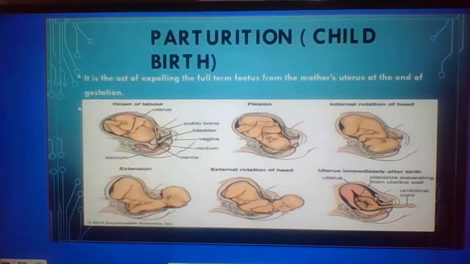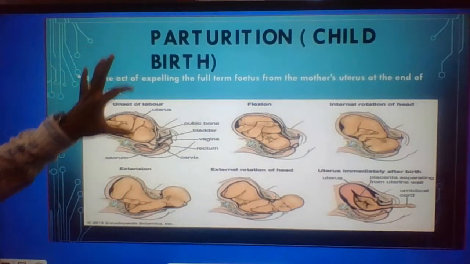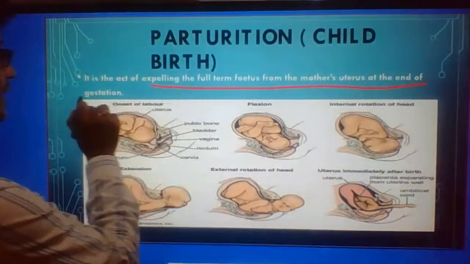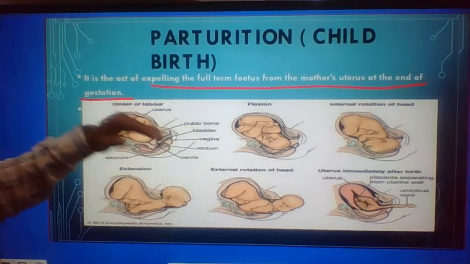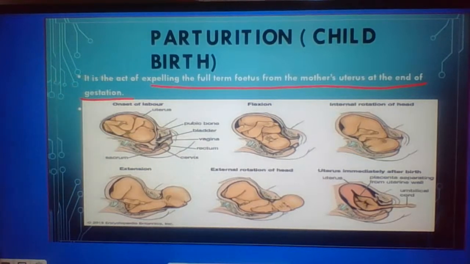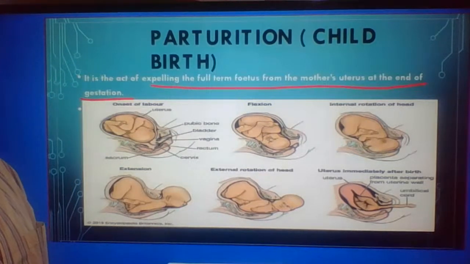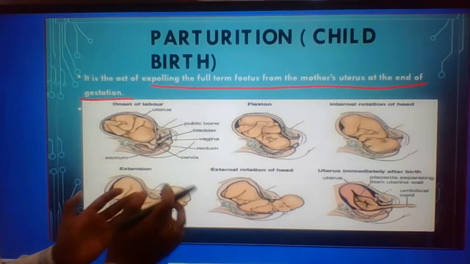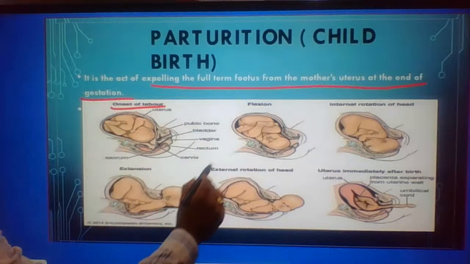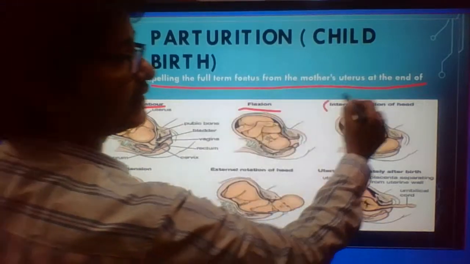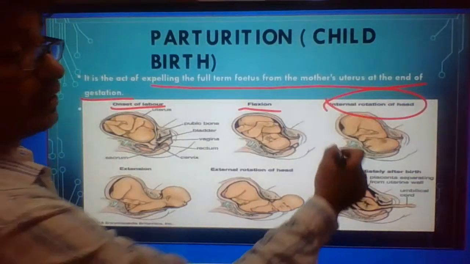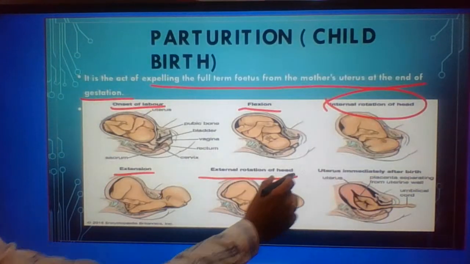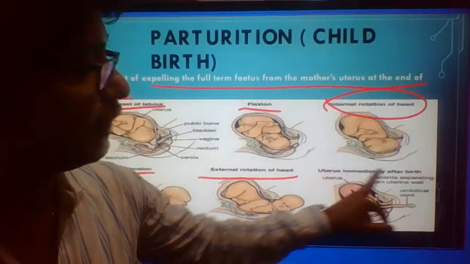At last, parturition, or childbirth. Parturition is the act of expelling the full-term fetus from the mother's uterus at the end of gestation. This is because of oxytocin, the birth hormone, which leads to contraction of the uterine walls. Due to the contraction of the uterine walls, the onset of labor occurs, then flexion, internal rotation, extension, and rotation of the head, and the uterus contracts immediately after the birth.